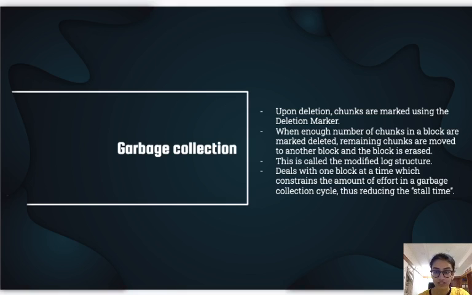When the number of chunks in a block that are marked as deleted become big enough, those blocks are erased and any non-deleted chunks are moved to another block. Thus all the areas in the memory are used. This kind of usage is referred to as the modified log structure. Since it deals with one block at a time, the amount of effort in one garbage collection cycle is constant. Thus it reduces the average stall time. YAFFS also collects garbage differently depending upon if there's a lot of free space or if there's only little. It is called passive or aggressive garbage collection respectively.